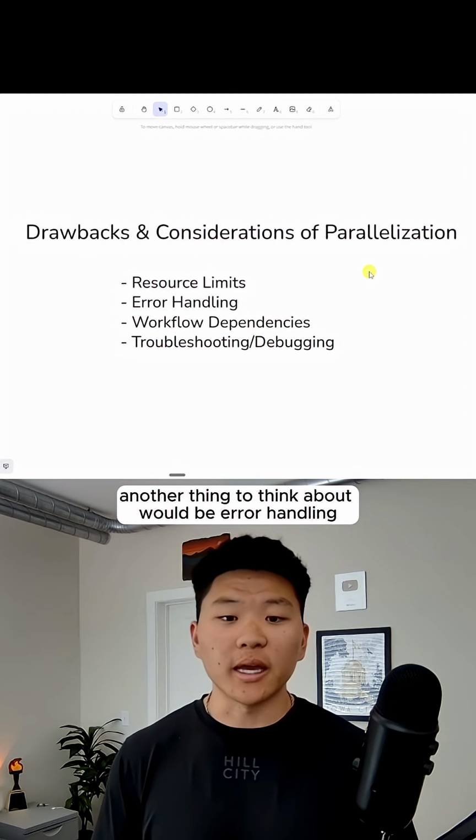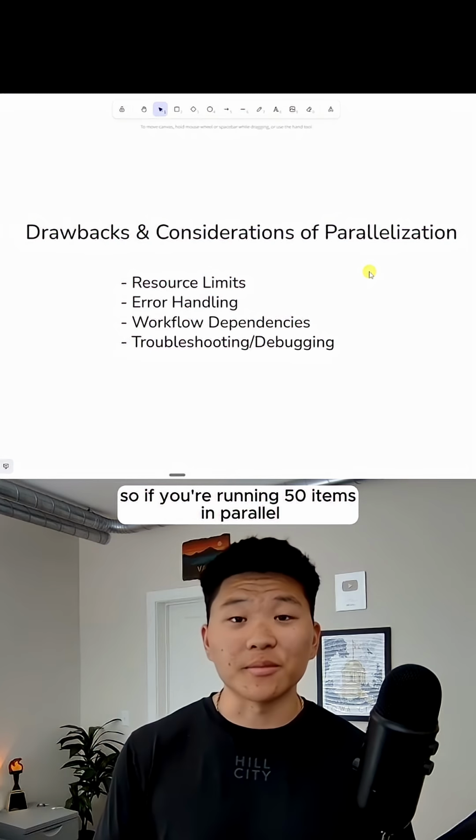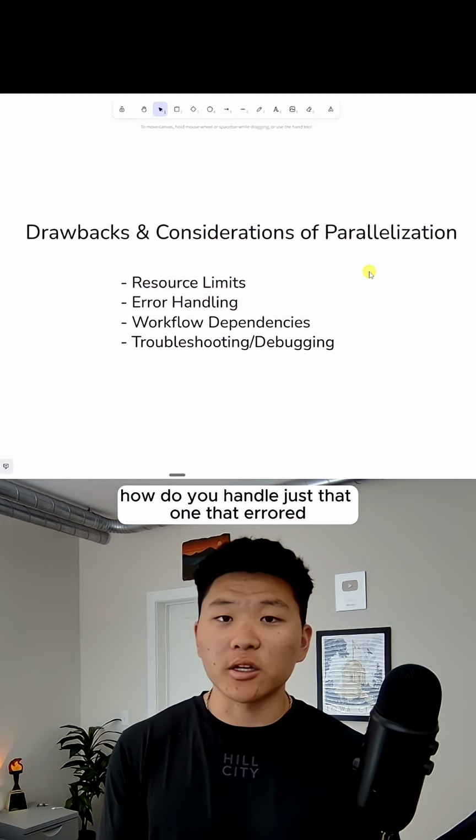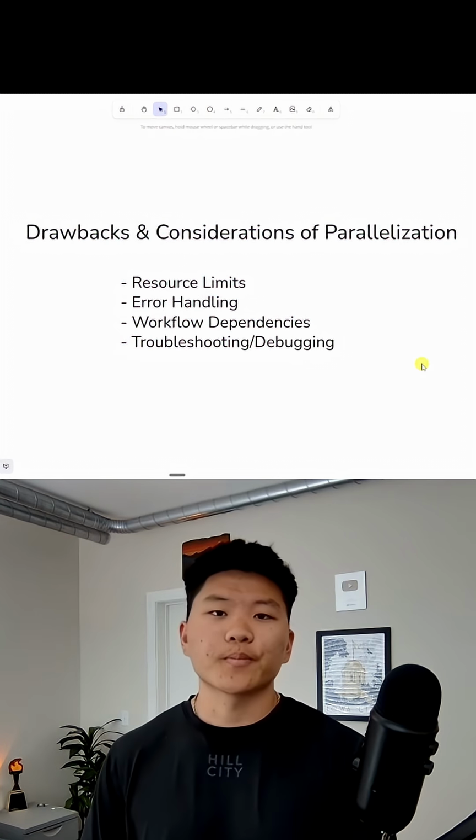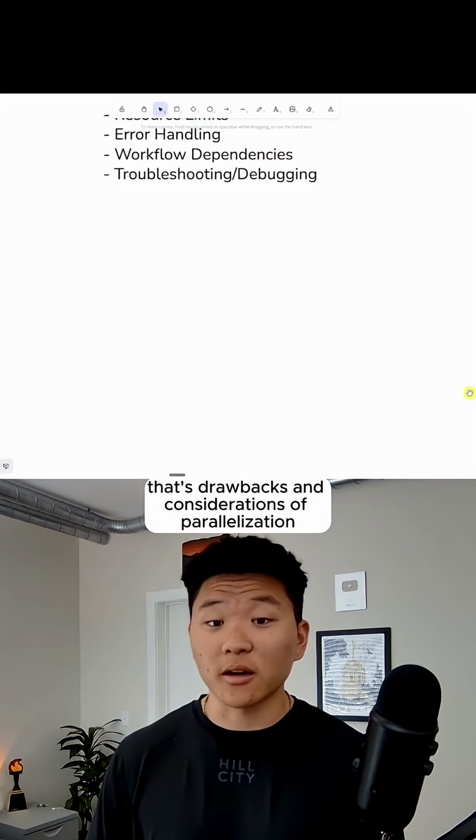Another thing to think about would be error handling. So if you're running 50 items in parallel and one of them errors, how do you handle just that one that erred? And what do you want to do with the rest of the ones? Okay, so that's drawbacks and considerations of parallelization.